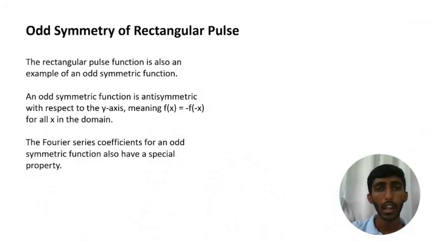Odd symmetry of rectangular pulse. The rectangular pulse function is also an example of an odd symmetric function. An odd symmetric function is antisymmetric with respect to the y-axis, meaning f of x is equal to minus f of minus x for all x in the domain. The Fourier series coefficients for an odd symmetric function also have a special property.